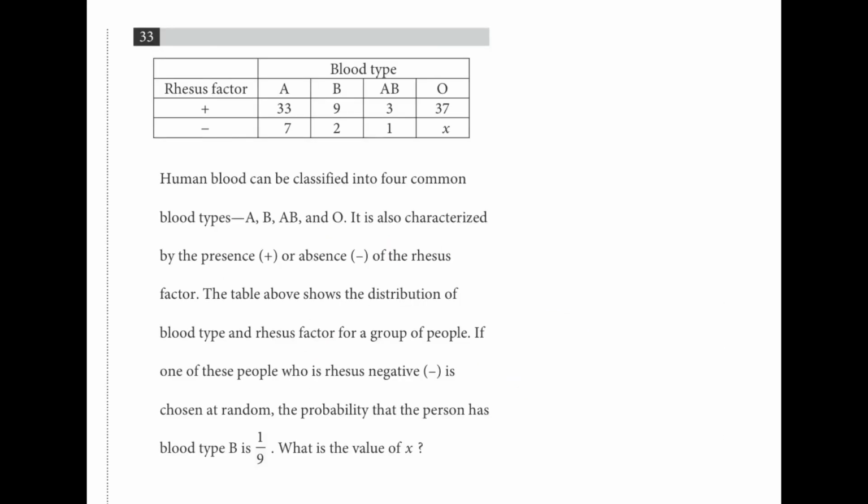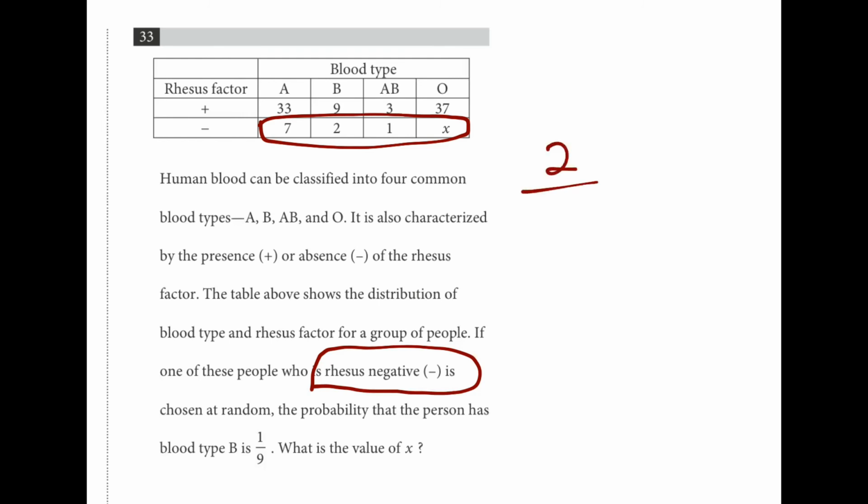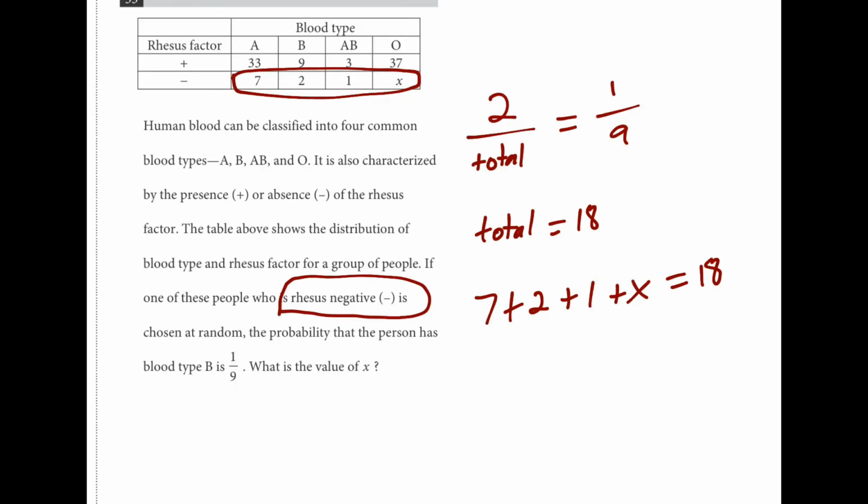So we have 4 different blood types, and then this rhesus factor, positive or negative. And they're saying, out of all the people who have a negative rhesus, they're chosen at random. So we're looking at this row. They say the probability that their blood type is B is 1 out of 9. So 2 out of the total is equal to 1 over 9, which means that my total is going to be 18. So 7 plus 2 plus 1 plus x is 18. 10 plus x is 18. X is equal to 8.